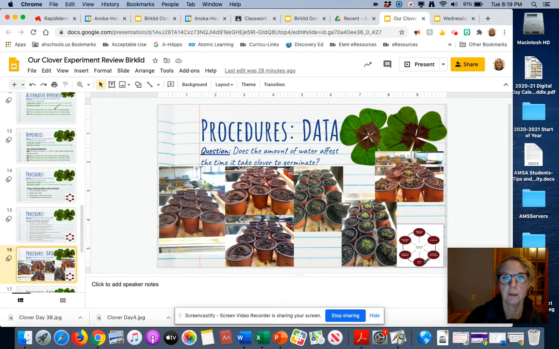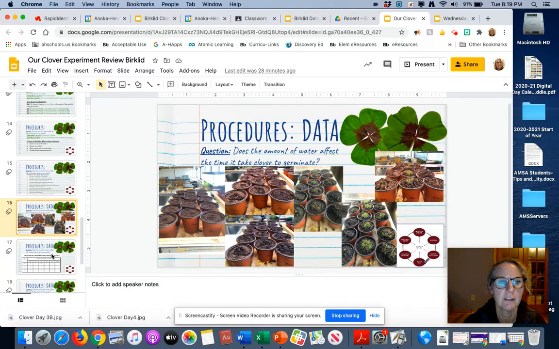And then number 12, record when the clover has sprouted through the surface of the soil. So over the weekend, I took these pictures. It's hard to see that, sorry. Day 1, day 2, day 3, day 4, day 5, and day 6. And you can see that they didn't do exactly as we'd hoped.